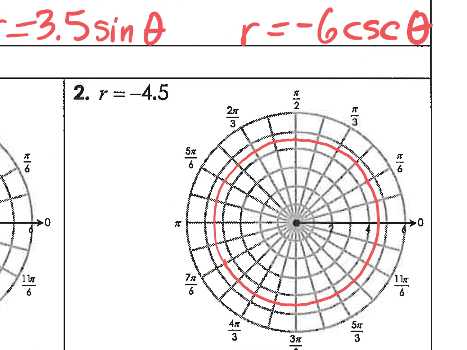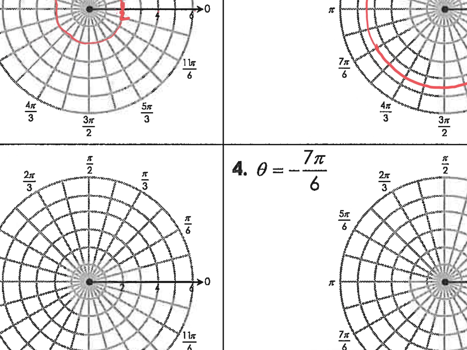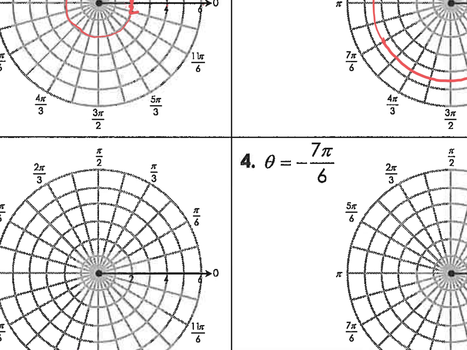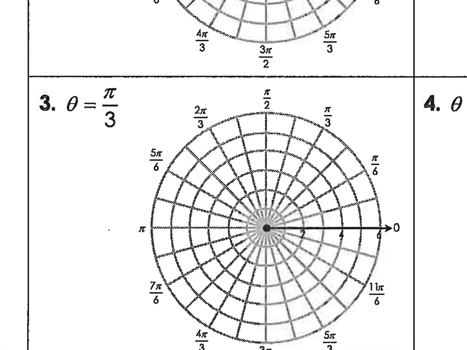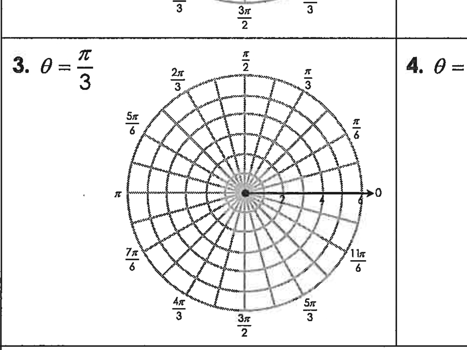So r equals negative 4.5 is the same as r equals 4.5. Now, what happens if it's just theta? If it's just theta, that means it's just an angle at pi over 3. That means everywhere here is going to be pi over 3 going this way, or if r were negative, it would be this way.